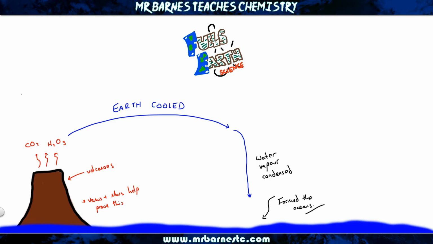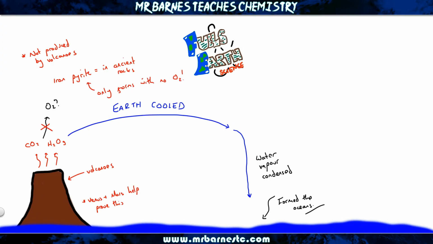Was there any oxygen present in the early atmosphere? We don't think so. Reason for that? Volcanoes do not produce oxygen. And also, in ancient rocks, there's something called iron pyrite. Now that is something that only exists when there is no oxygen present. So we're fairly confident there was no oxygen in the early atmosphere.